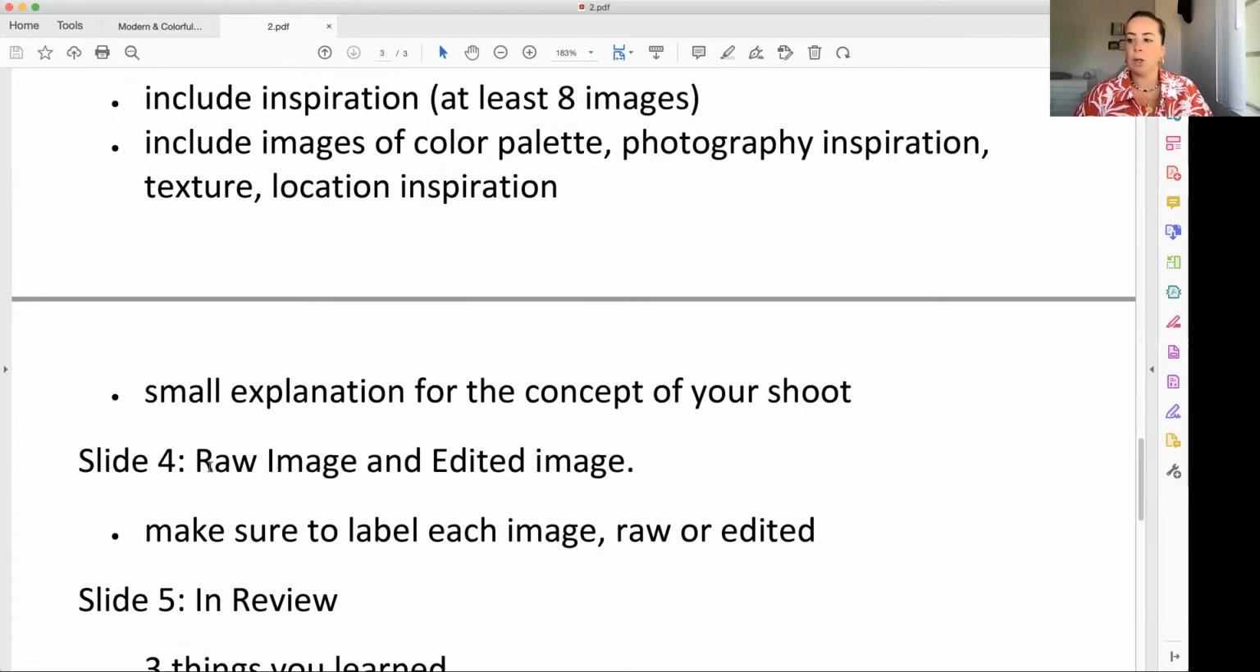Next, you're doing your raw and edited image, okay? You can either do this on one slide, side by side, or you can split it up into 2 slides. But I want to see where you started, so what your image looked like before you edited it, and then after you've edited it, okay? Also, make sure you label each image, whether it's raw or edited. Very, very clear, straightforward. I should be able to look at the label raw and see your image, look at the label edited and also see your image.